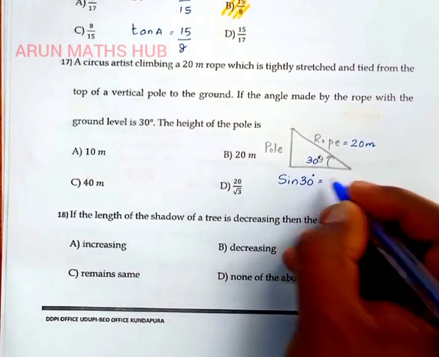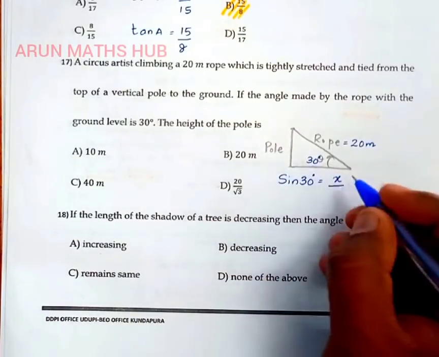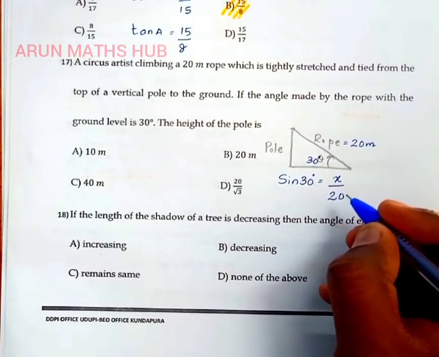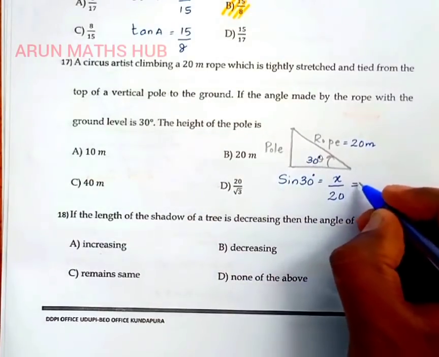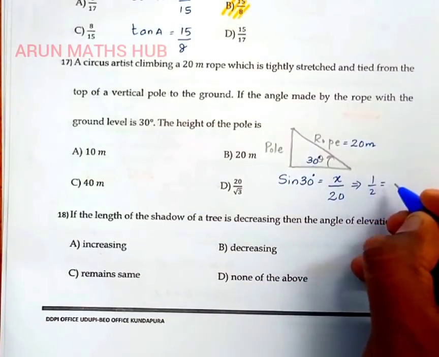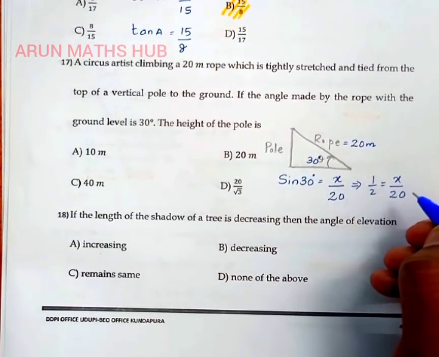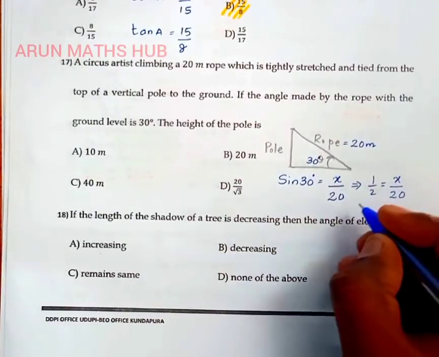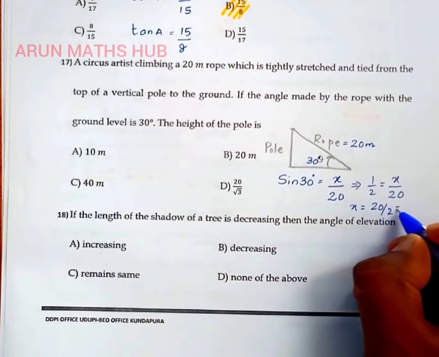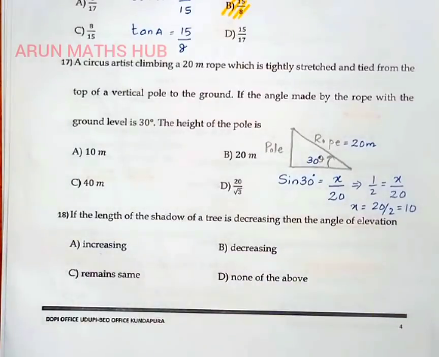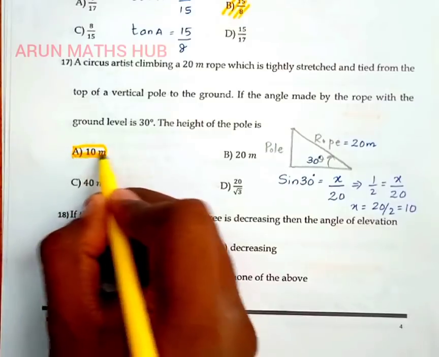So which ratio can I use? I can use the ratio sine, because it contains opposite and hypotenuse, that is x divided by 20. Let the pole length be x. Therefore sine 30 equals x divided by 20. What is the sine 30 value? 1 by 2, which is equal to x by 20. Now cross multiplying, x equals 20 by 2. Therefore x equals 10 meters. Therefore the correct answer is option A, 10 meters.